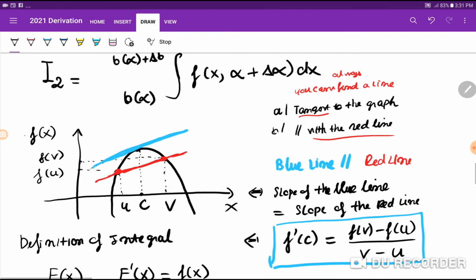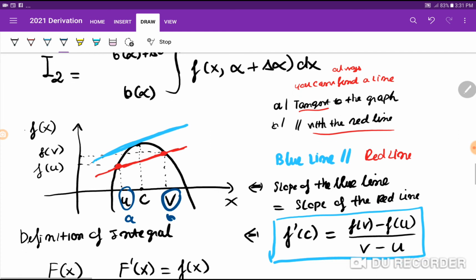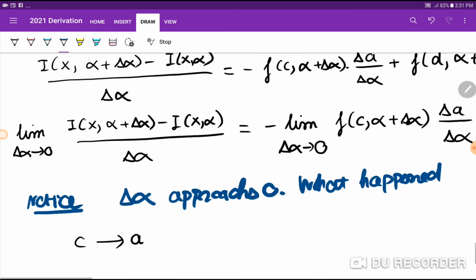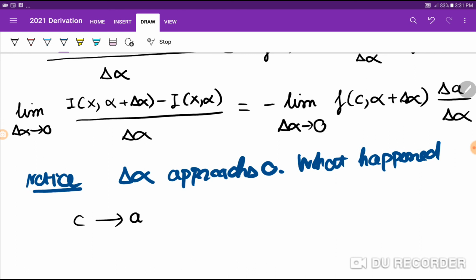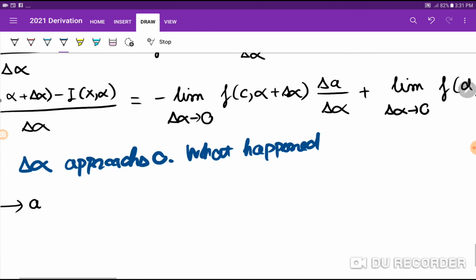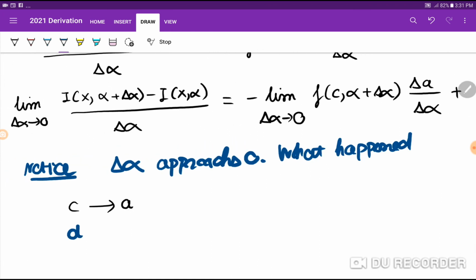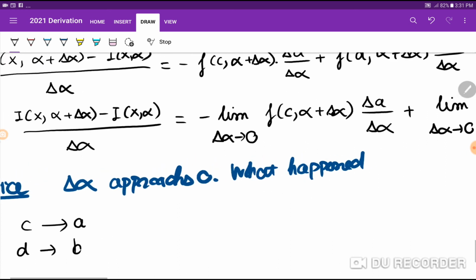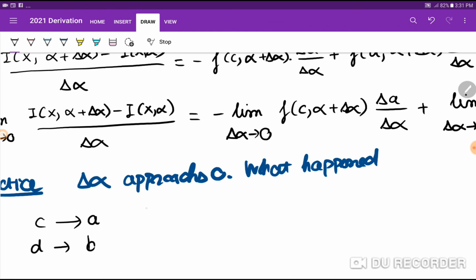if delta alpha goes to 0, C is going to shift to either this point or this point. So this is A, this is B. Point C is in the middle, right? So as delta alpha approaches 0, it's going to shift to the boundary. Similarly, D, sorry, D will approach B. And remember that A, B, C, D are functions of alpha.